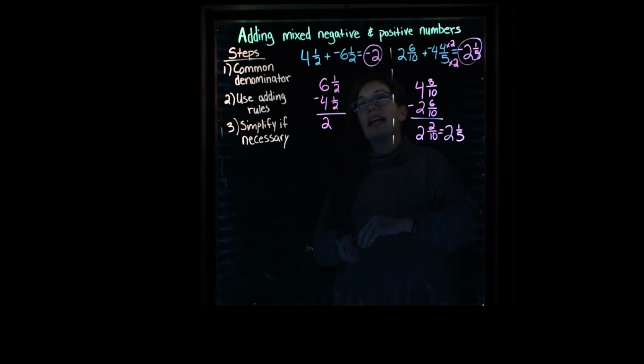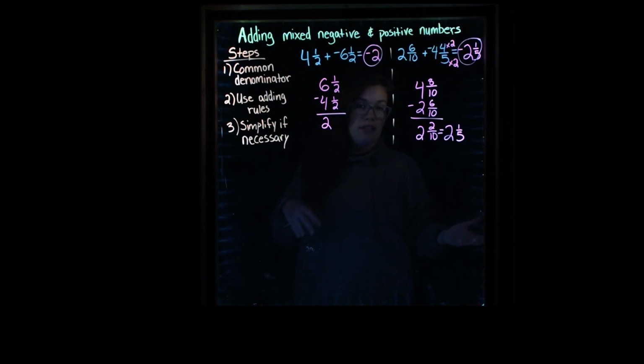So for adding mixed negative and positive numbers, I look for a common denominator. If it's not there, I find one. Then I use my adding rules, same sign add, different sign subtract, and then I simplify if I can.